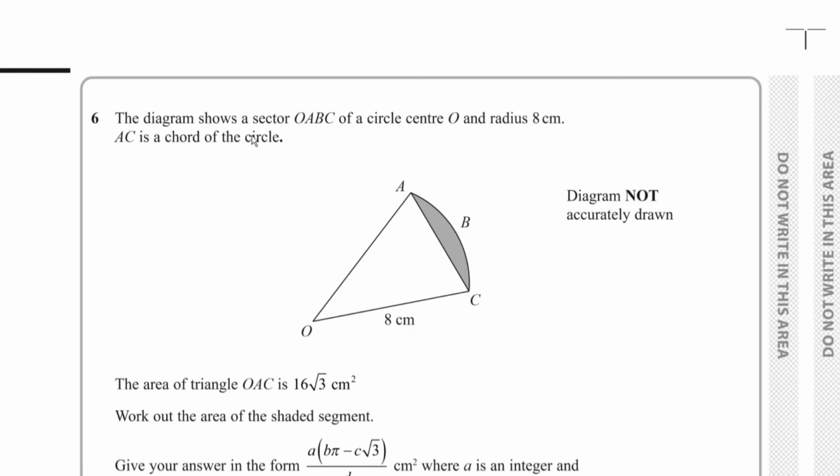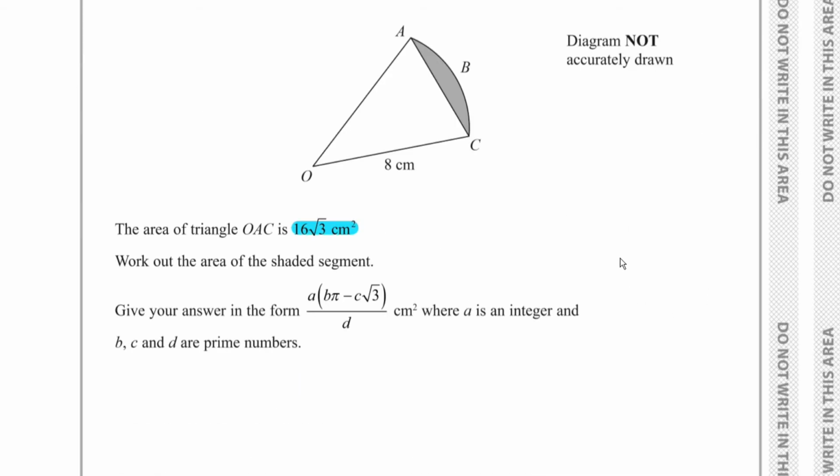Question number 6. The diagram shows a sector OABC of a circle with center O and radius 8 cm. AC is a chord of the circle. The area of the triangle OAC is 16√3 centimeters squared. We have to work out the area of the shaded segment that's shown here. Give your answer in the form A multiplied by (B pi minus C√3) over D centimeters squared, where A is an integer and B, C and D are prime numbers.